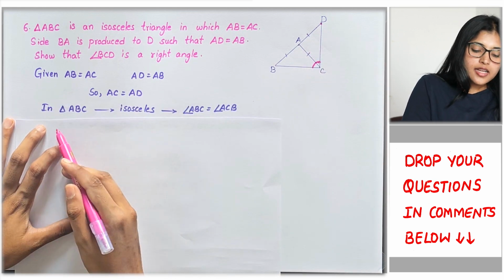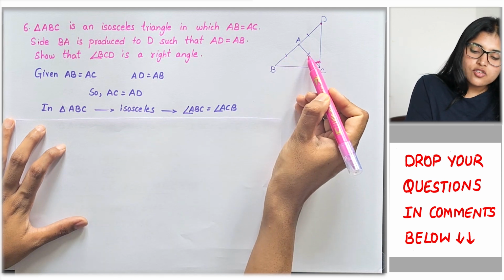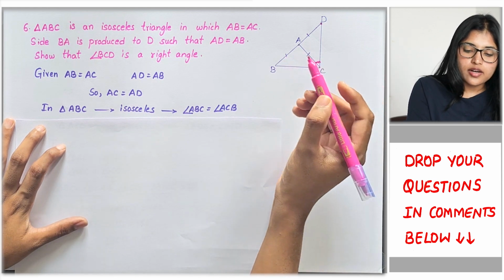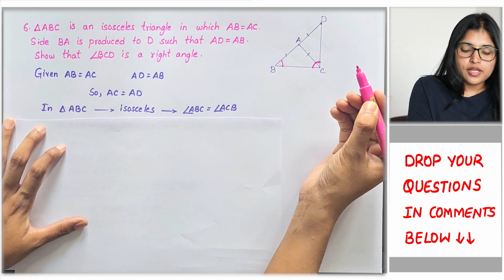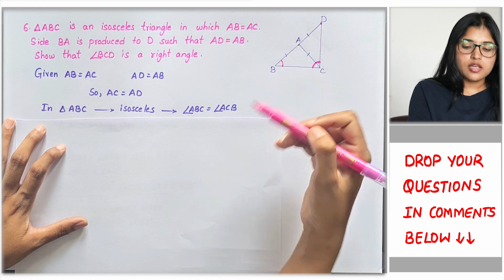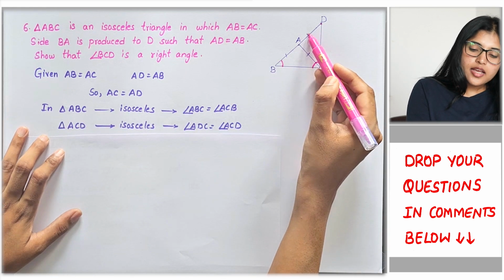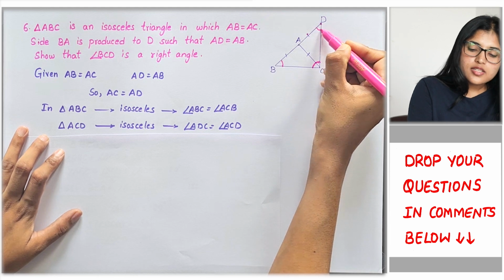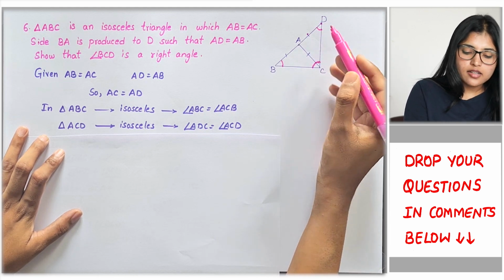And in triangle ABC, this is an isosceles triangle because two sides are equal, right? So opposite angles should be equal. This angle and this angle should be equal, that is angle ABC equals angle ACB. Now in the other triangle, triangle ACD, again these two sides are equal. So this angle should be equal to this angle, which is angle ADC equals angle ACD.